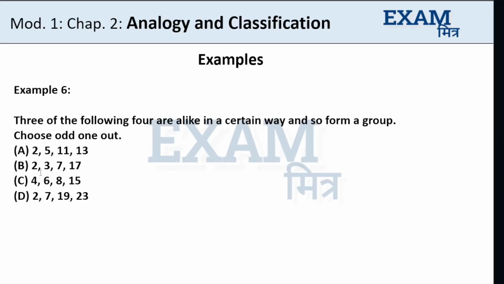Option B also, 2, 3, 7, 17. They also contain all prime numbers. Even option D, 2, 7, 19, 23. They are all prime numbers. But in option C, 4, 6, 8 and 15, they are all composite numbers. So in this case, our answer must be option C. That is, this option is different from all other options.